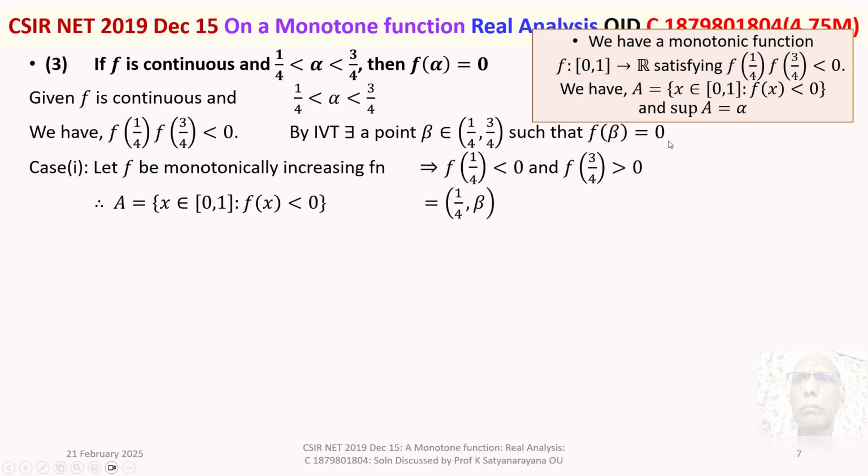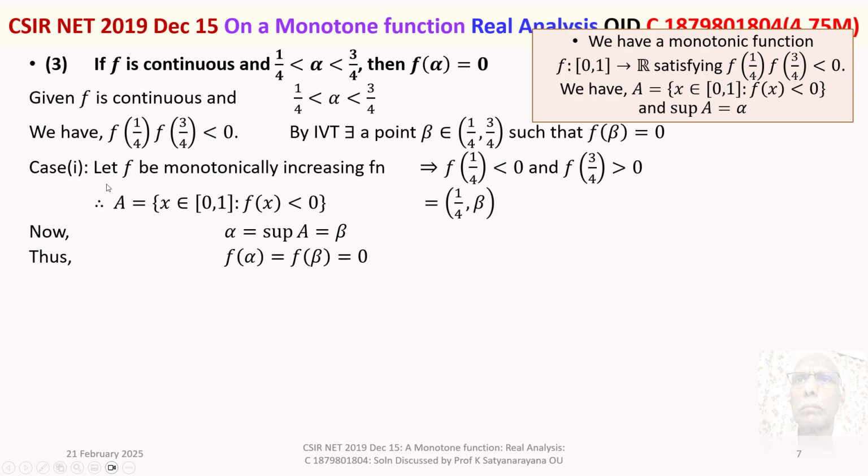Now f(1/4) is negative, f(beta) is 0, and beta is in between 1/4 and 3/4. So where is this function f(x) negative? In this interval, 1/4 to beta. Now, what is alpha? Supremum of A. What is the supremum of the open interval (1/4, beta)? It is beta. So thus alpha is equal to beta. We have already seen f(beta) = 0. Therefore f(alpha) is also equal to 0. So thus we got the result.